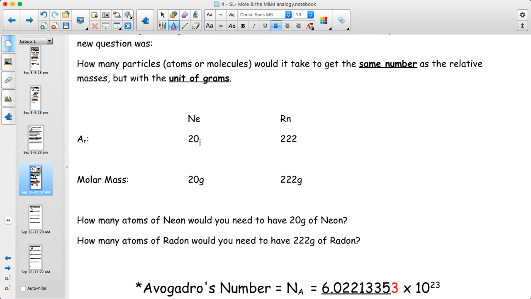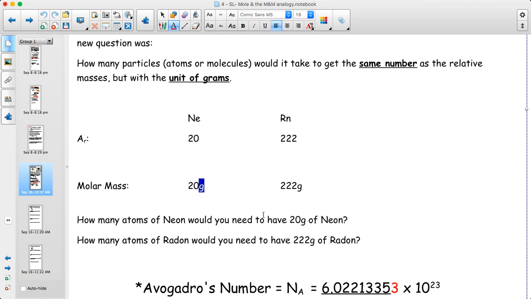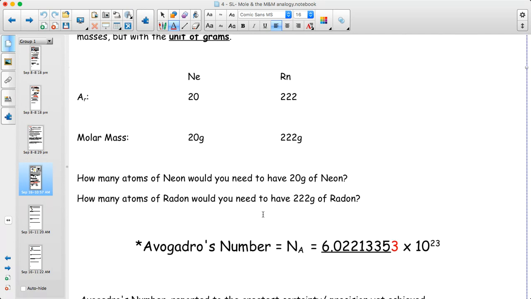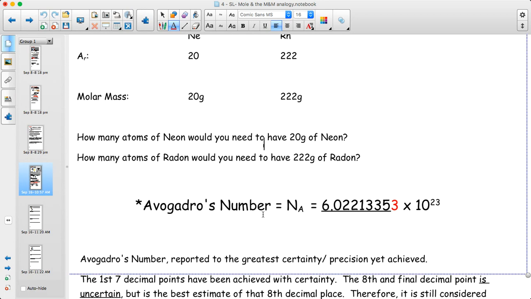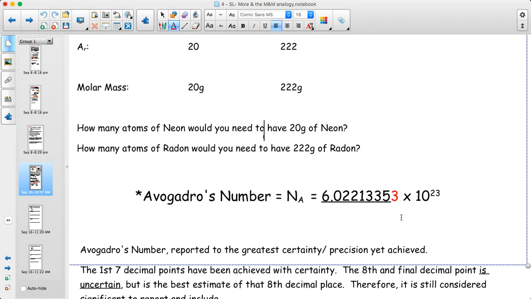So notice we keep the number the same, and all that changes is instead of it being this sort of unitless relative mass, we now have a mass that has a practical unit of grams. So as they did their calculations, what they discovered is that this turns out to be how many atoms of neon you need to get 20 grams of neon. And this also turns out to be the number of radon atoms you would need to get 222 grams of radon. It's a giant number.